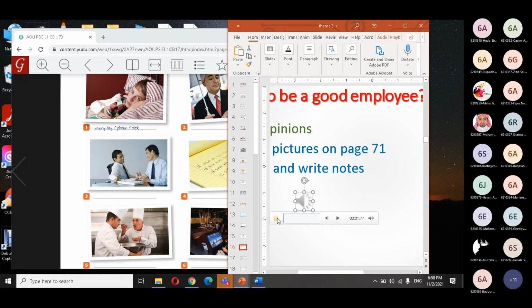Theme 3. Work and business. Can you hear the sound? Yes. Okay, good. Now listen. Track 3.1.